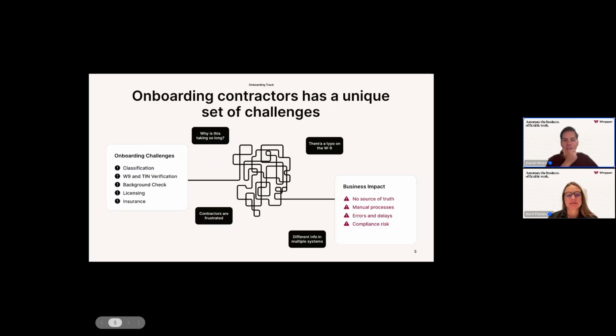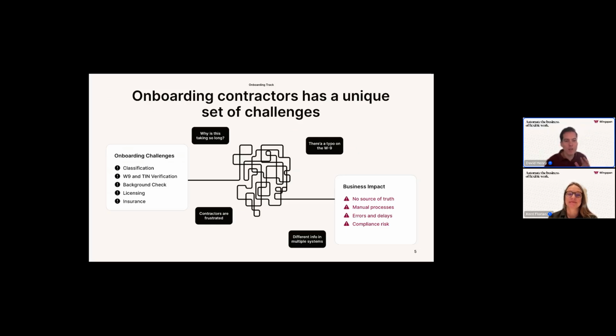Yeah, I think that brings up a good point. And ultimately, that's why we see contractors as having a unique set of challenges. Some of the things our customers have been challenged with in the past that we've helped resolve are classification: is this worker a contractor? Should they be on W-2? What makes the most sense for this person? Obviously, verifying the W-9 and TIN. There's nothing worse than chasing down a bad TIN number and needing to do that after the fact.